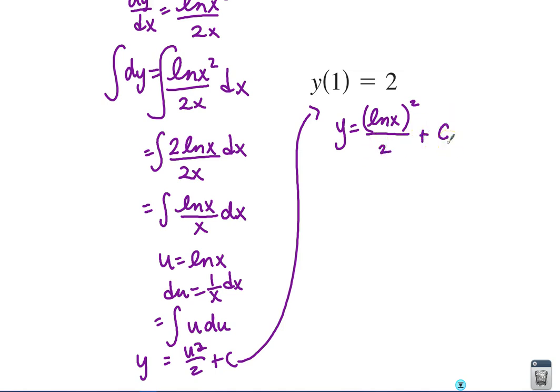Now here I can't use a log property to rewrite that 2 because the entire natural log is being squared, as opposed to earlier when just the x was being squared. When just the x is being squared, then you can bring it out front. You cannot do that here.